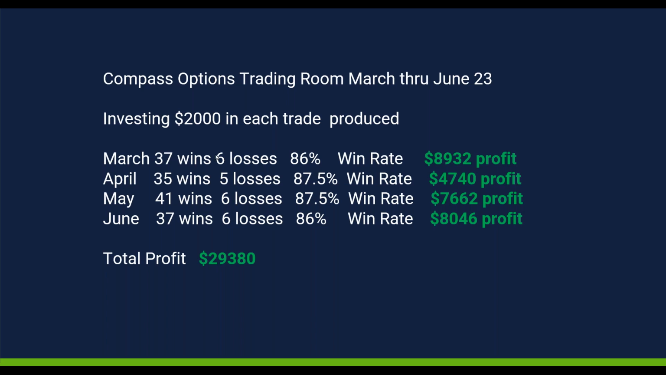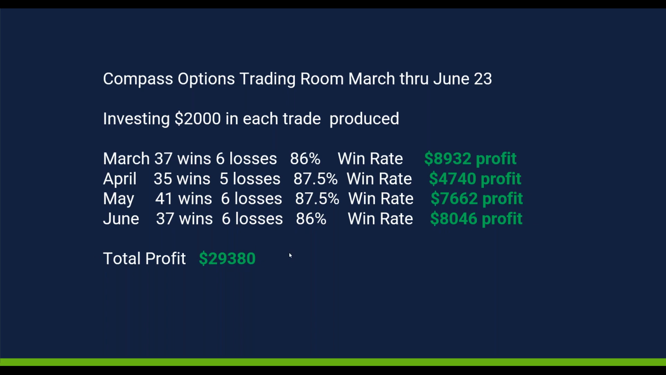You can see the number of trades usually runs in the low to mid 40s over the whole period of a month. So in May, we had 41 wins and 6 losses, 87.5% win rate, $7,600. And in June, 37 wins, 6 losses, 86% win rate, $8,000 in profit.